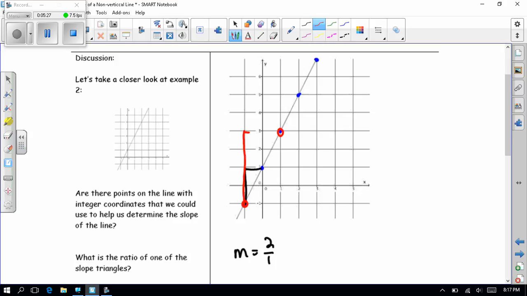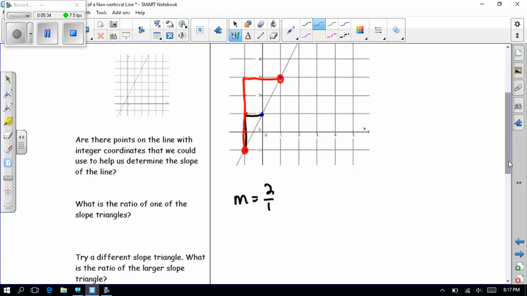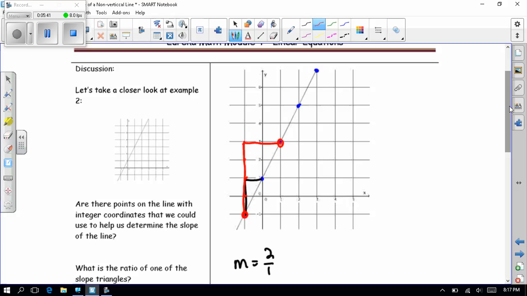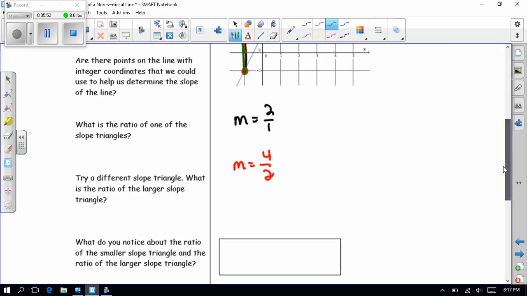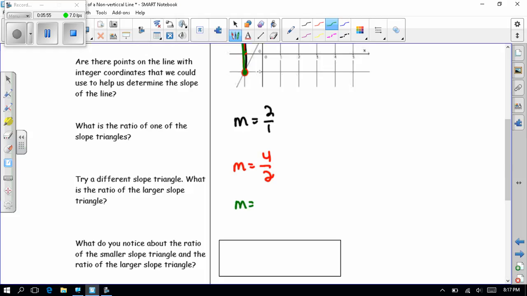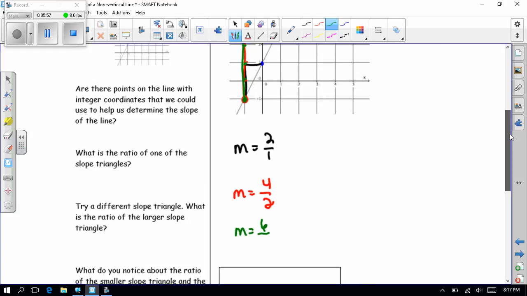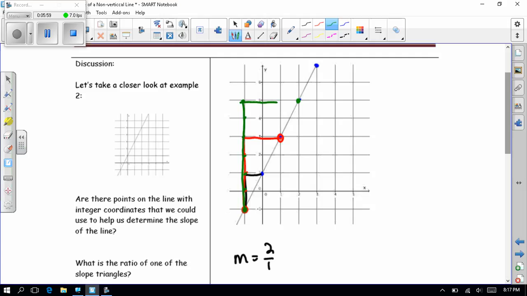My rise is longer, my run is longer. Let's see, my rise is 1, 2, 3, 4. And my run is 1, 2. And finally, I'm going to do it with green. Again, I'm going to come from way down here to up here. This rise is going to be 1, 2, 3, 4, 5, 6. And my run, 1, 2, 3.